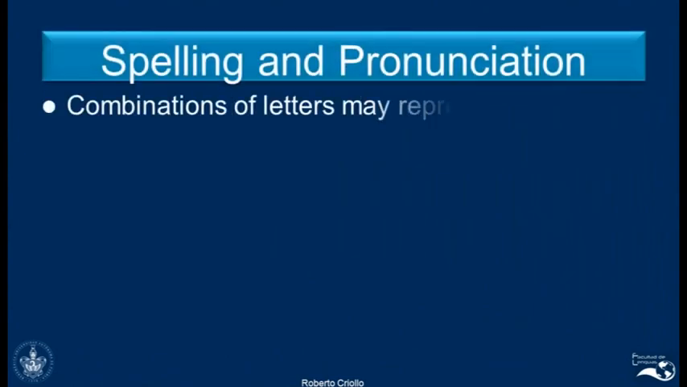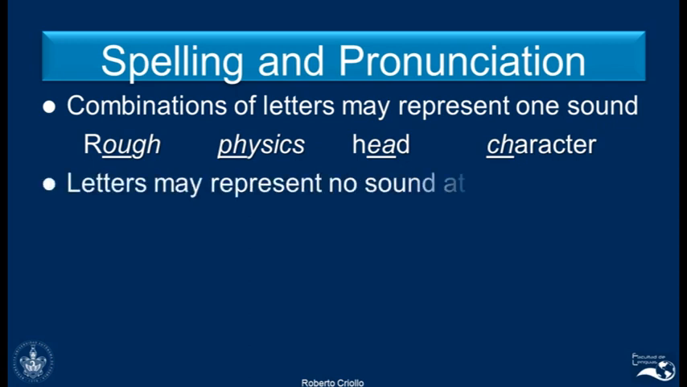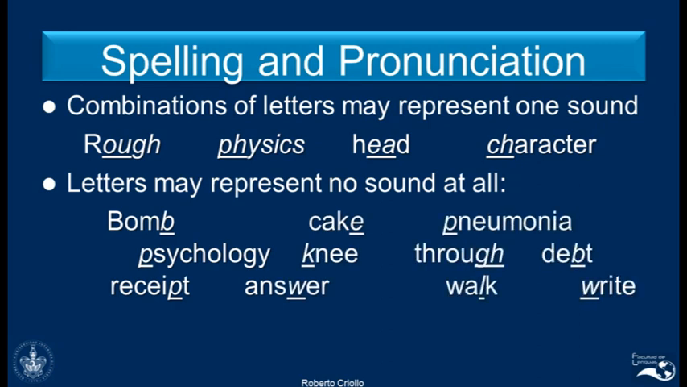And there are even more problems. For example, combinations of more than one letter may represent just one single sound, as in rough, physics, head, and character. We can see that even though there are two letters underlined, these two letters represent just one sound. And finally, we can see that in English, some letters may represent no sound at all. All of the letters that you see here, which are underlined, are not pronounced in all of the words.